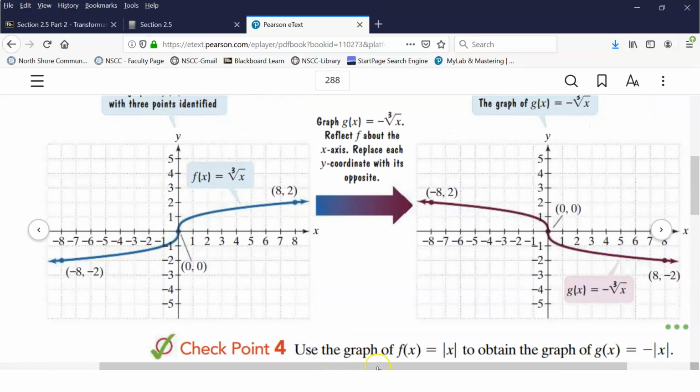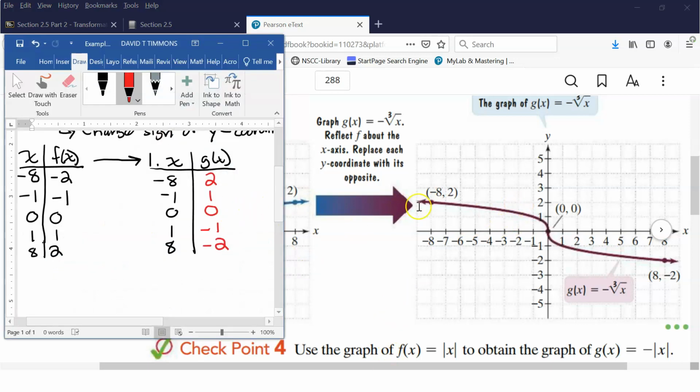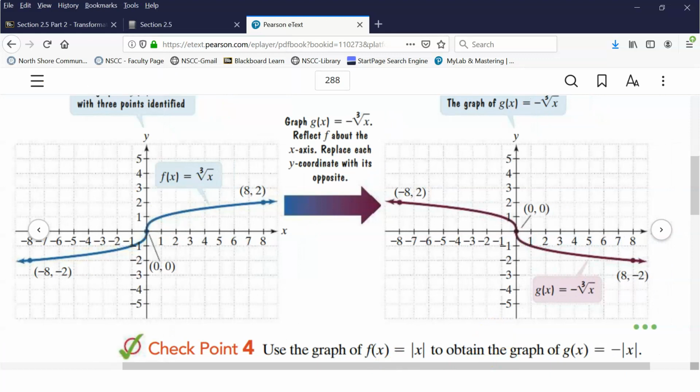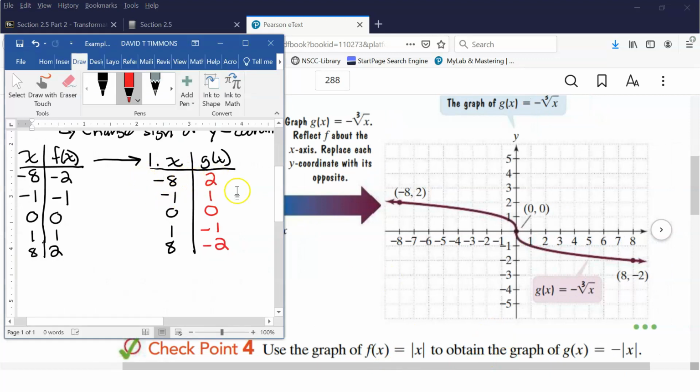Looking at the graph in the textbook, you'll see here's our original function f of x, and it has been reflected about the x-axis. Right? This part of the curve here is now below the x-axis, and this part of the curve here that was below the x-axis is now above. And if we look at our coordinate points, you'll see 3 points. Right? There's minus 8, minus 2, 0, 0, and 8, minus 2. You'll see all those points are the same on the graph in the textbook.